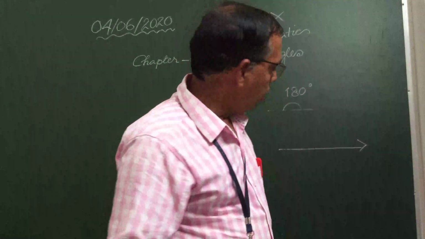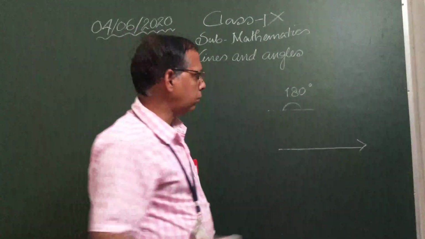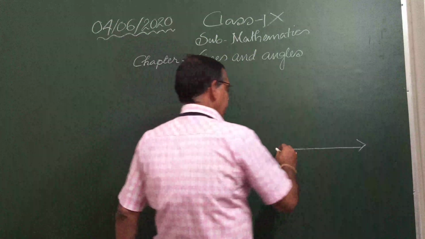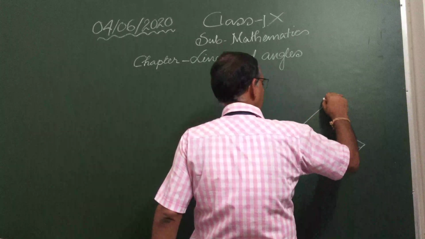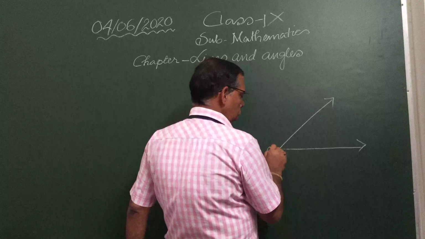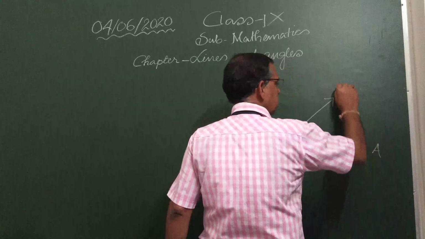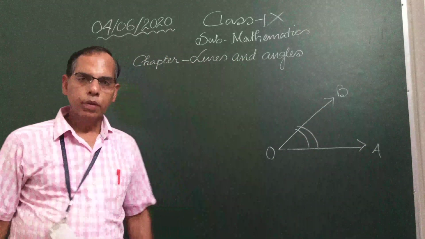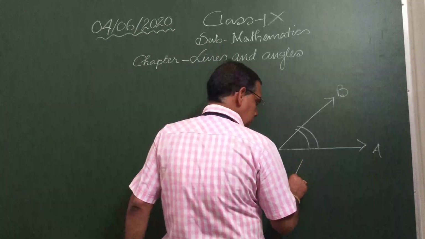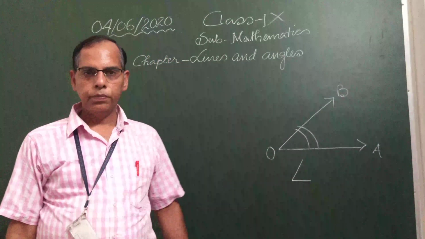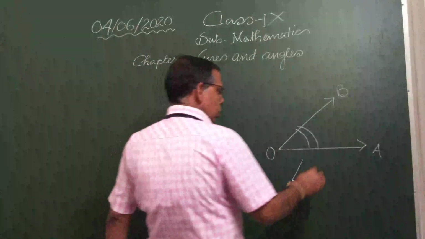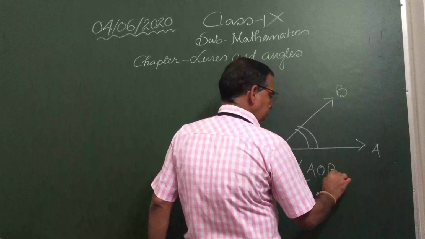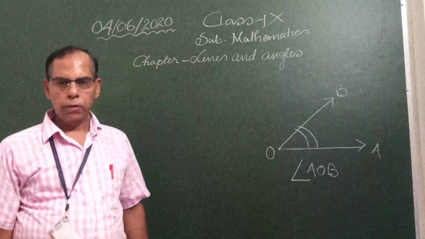Now, give an example of that. You draw an angle. After writing the definition, you have to draw an angle. This is O, this is A, this is B. This is the angle. Now how to represent an angle? Angle is represented by this. This is the symbol of angle. So inside this symbol, when we write A, O, B, that means angle AOB.